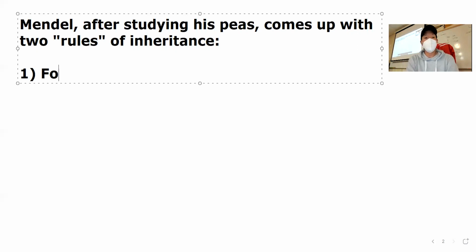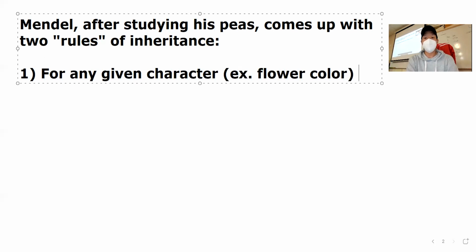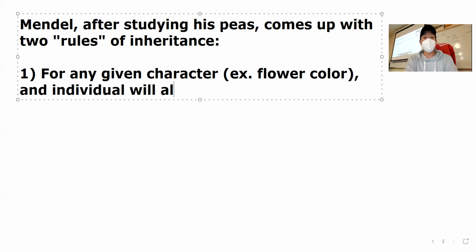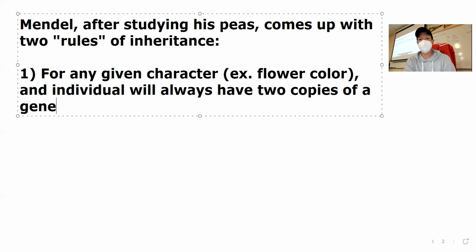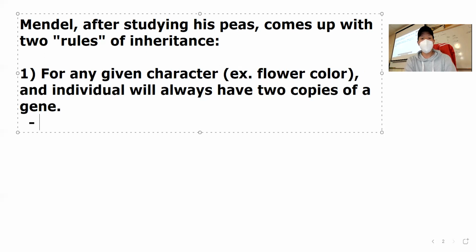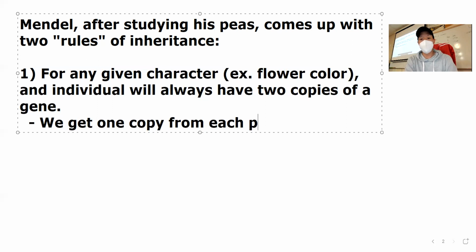Here's rule number 1. For any given character, in our example here, it's flower color, an individual will always have 2 copies of a gene. And why do we have 2 copies of a gene? Because we get 1 copy from each parent.